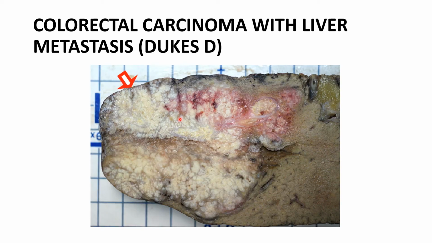The same colorectal cancer just now has also metastasized to the liver. This is the normal liver tissue, and you can see that there is an abnormal growth here, and under the microscope it will confirm that this is the metastasis from the colon.